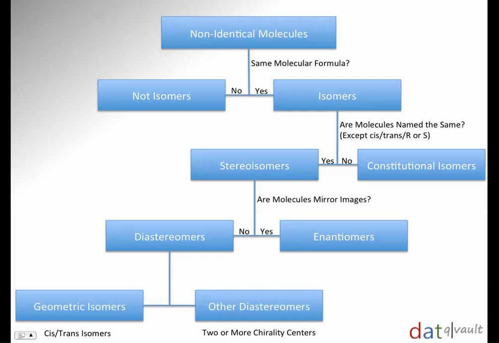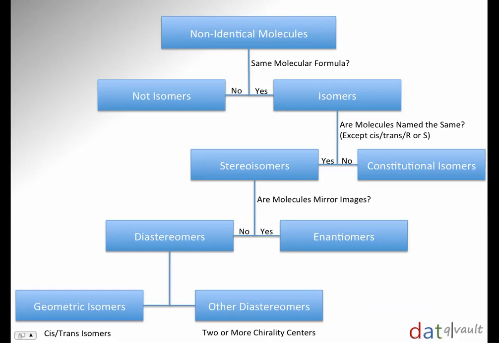All right, so a quick recap on this lecture. I made up a nice flow chart for you guys to follow. You're not going to have access to this flow chart, of course, on the DAT. So it's a really good study tool, though, to help you differentiate between enantiomers, diastereomers, and constitutional isomers. So if you start with two molecules and the molecules don't have the same molecular formula, then of course they're not isomers at all of each other. But if they do have the same molecular formula, then you can determine if they're stereoisomers or constitutional isomers based on if they have the same name or not.